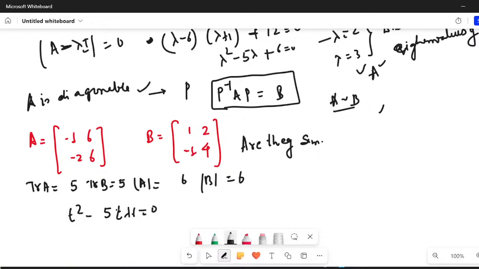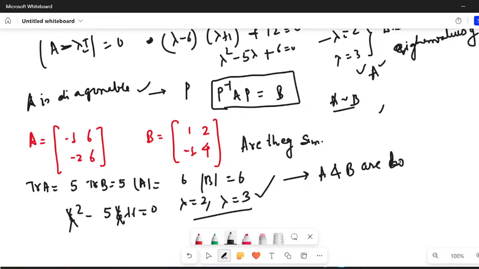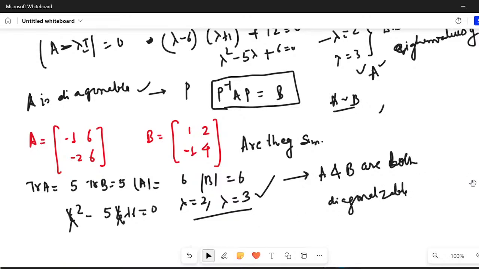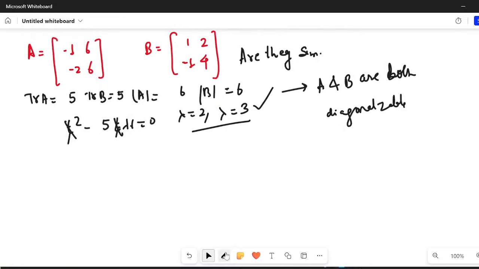Oh, sorry. If you want to write it in lambda, it will be lambda square minus 5 lambda plus 6 equal to 0. So you have two distinct eigenvalues. If you have two distinct eigenvalues, it implies that A and B are both diagonalizable. If they are both diagonalizable, then there will surely exist a non-singular matrix which can diagonalize A and which can diagonalize B.